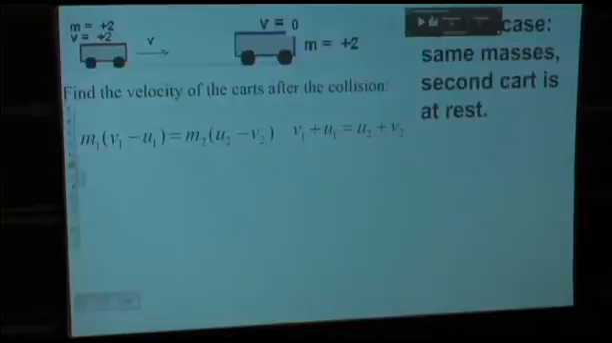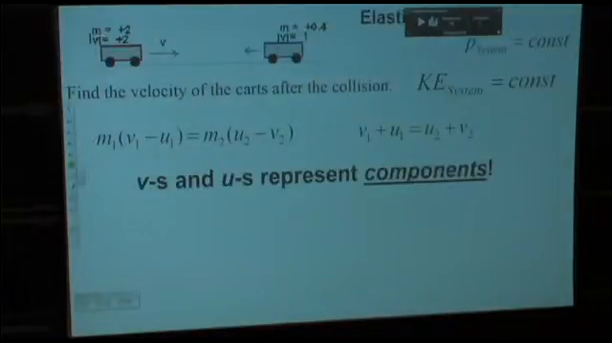Now, we're just going to use specific values given to us to solve specific problems. This is one of these specific situations. We know the mass of each cart, we know the speed of each cart, we know how they move, and all we have to calculate is the velocity of each cart after the collision, which is elastic.